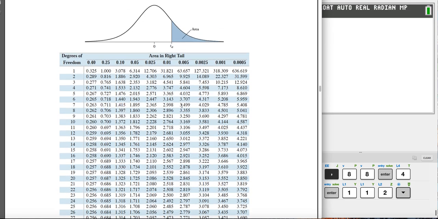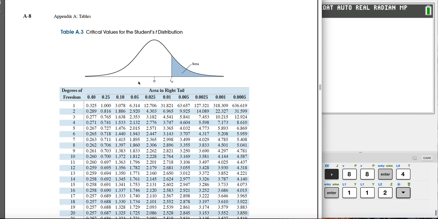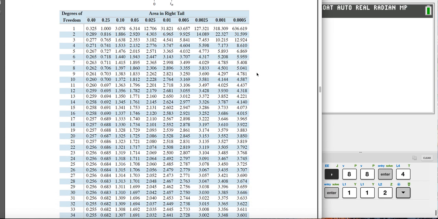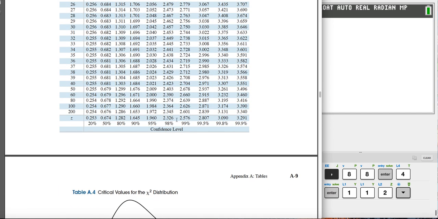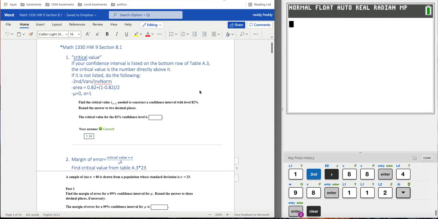So table A.3 on page A8 of this PDF is something we're going to be using later for t-distributions, but down at the bottom of it is this handy little confidence level thing. And so in this case, we're looking for 82%. If we had been looking for any of these numbers here, and like 95% is a really common one, then the critical value would just be the number directly above it on the Z row of this table. But in this particular case, it is asking for 82%, which is not on that table.